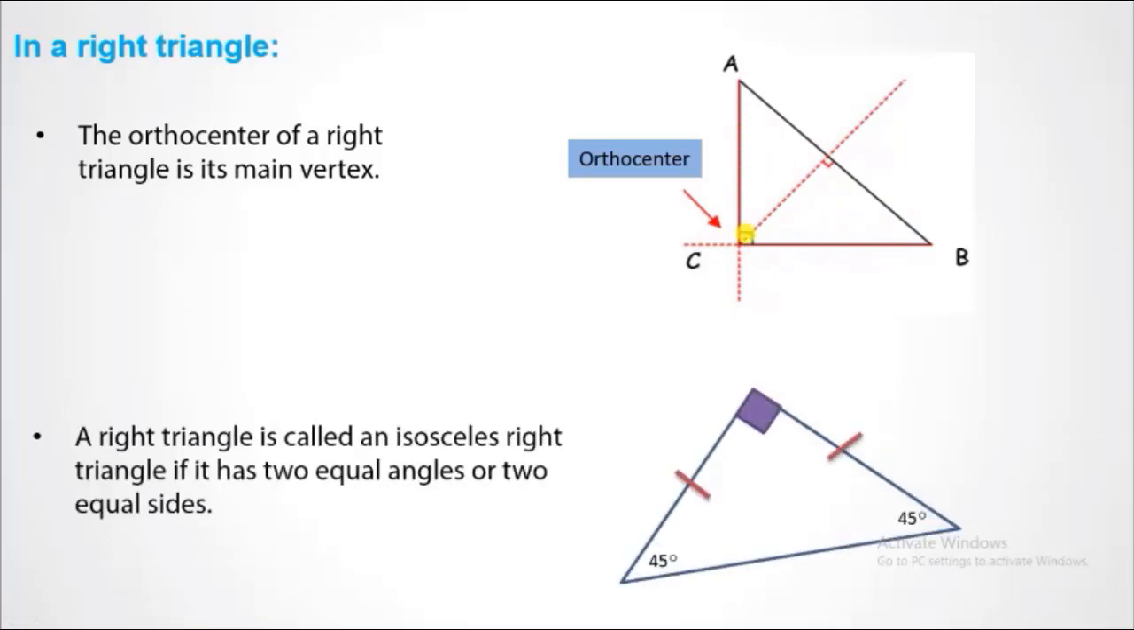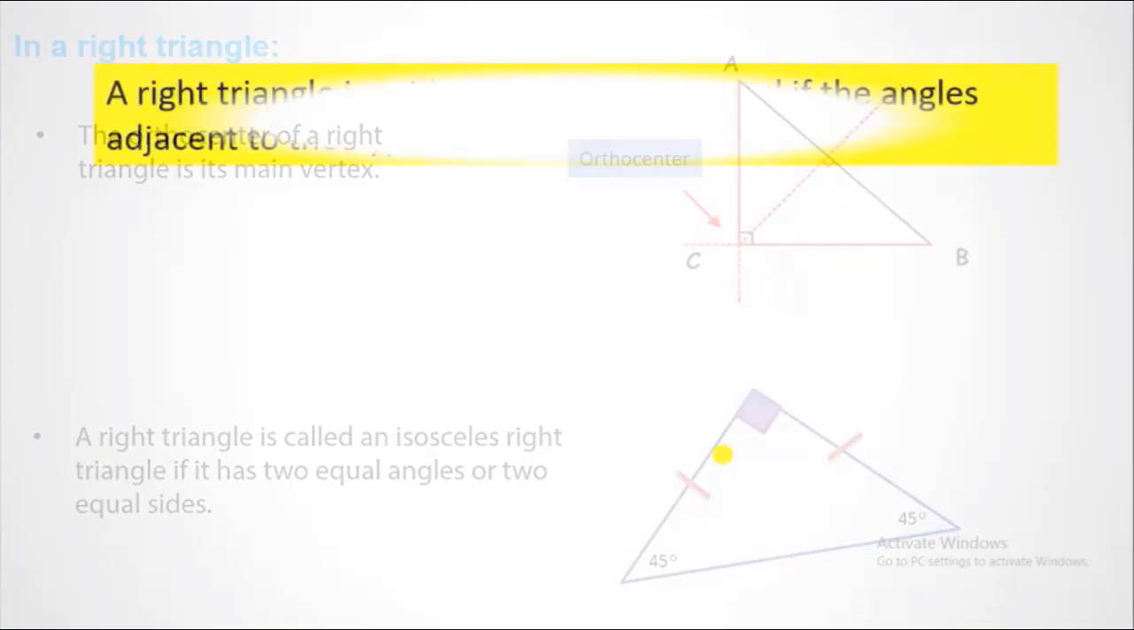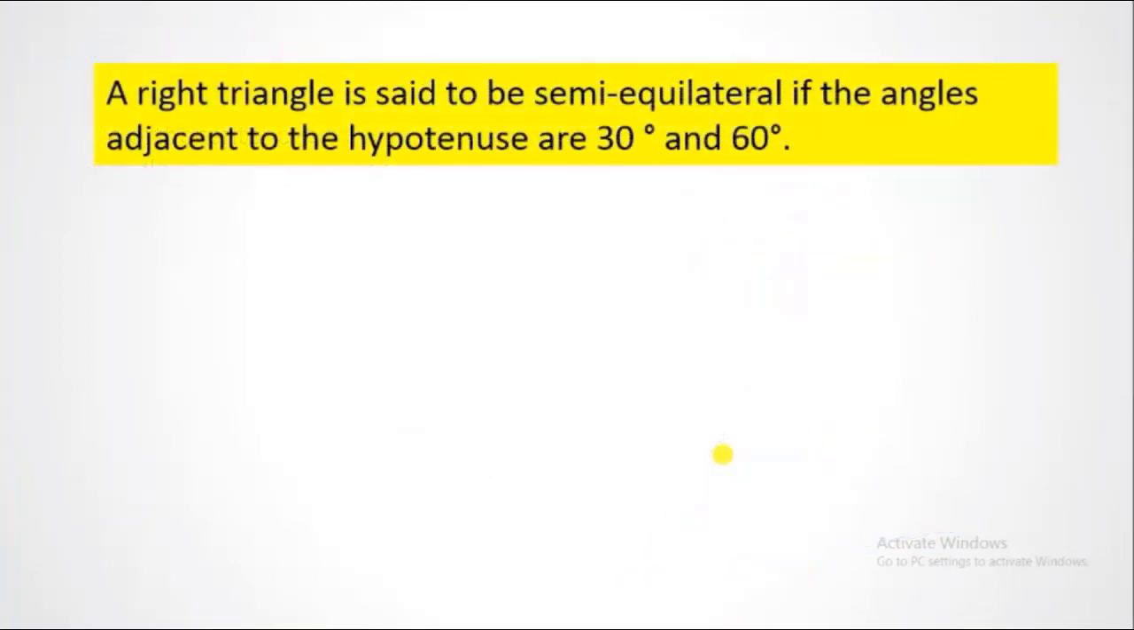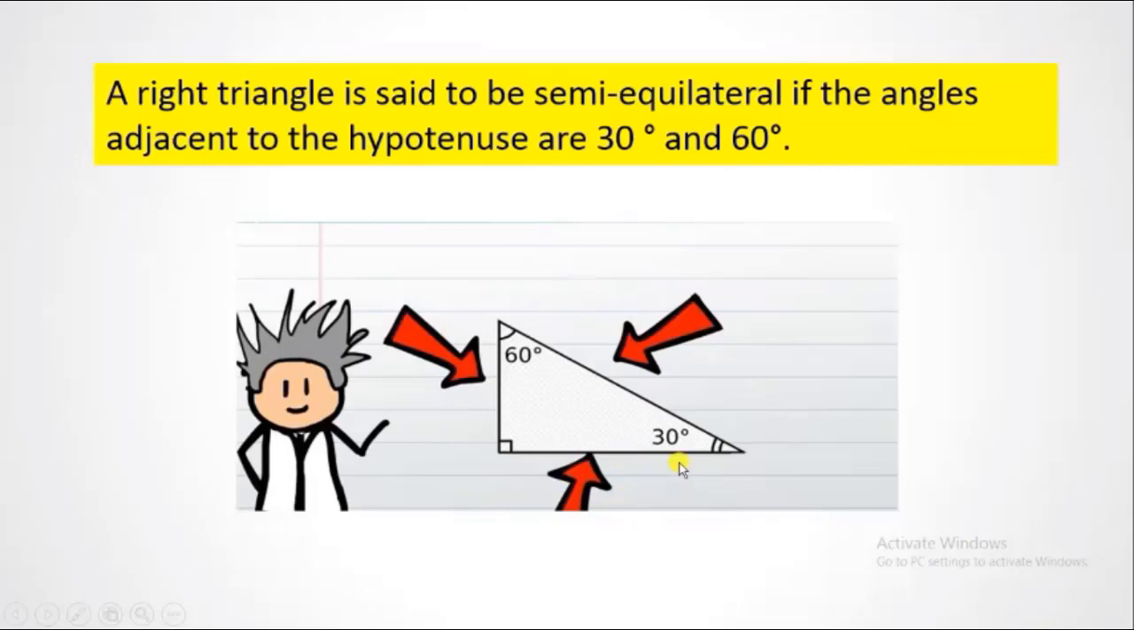A right triangle is called an isosceles right triangle if it has two equal angles or two equal sides. A right triangle is said to be semi-equilateral if the angles adjacent to the hypotenuse are 30 degrees and 60 degrees. As we see here, this is a semi-equilateral triangle. It is a right triangle, but the two angles adjacent to the hypotenuse are 30 and 60 degrees respectively.